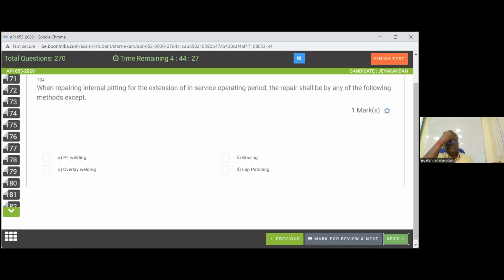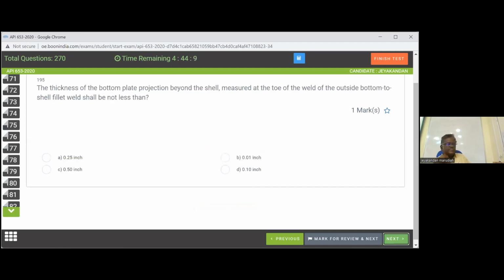Next one. In repairing internal pitting for the extension of the service operating period, the repair shall be by any of the following methods, except pit welding, overlay welding, lap patching, bracing. We can see bracing is not allowed. You can guess it out. Okay, next. The thickness of the bottom plate projection beyond the shell, measured at the toe of the weld of the outside bottom to shell fillet weld, shall be not less than 0.1 inch. So outside projection shall be at least 0.1 inch.